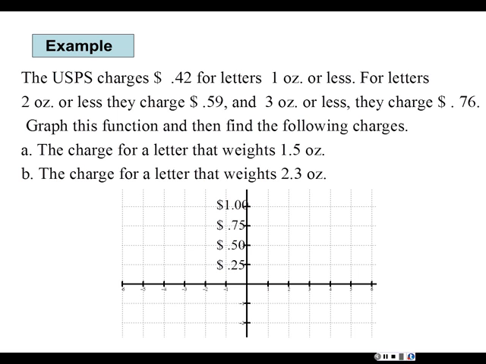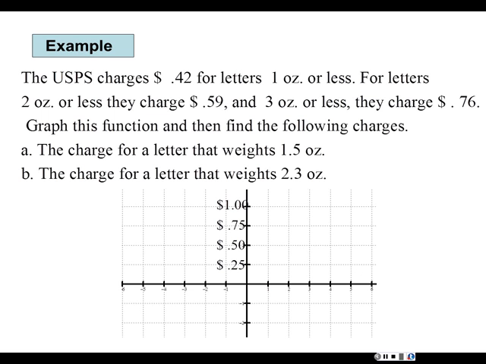Now let's see whether we can draw this. So this is a graph, let's say, and these are the prices: 0.25, 0.50, 0.75, and $1. And 1, 2, 3 ounces. Maybe we'll be done by 3 ounces. So for the first 1 ounce, 0 to 1, we have like 42 cents, which will be somewhere here. Maybe that will be for 1 ounce or less, right?